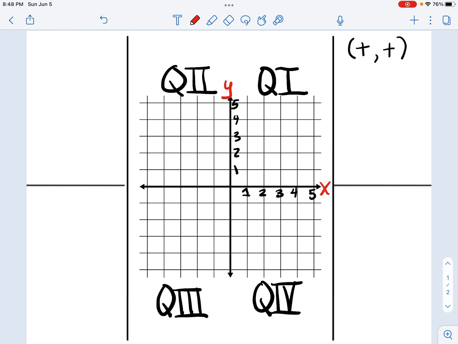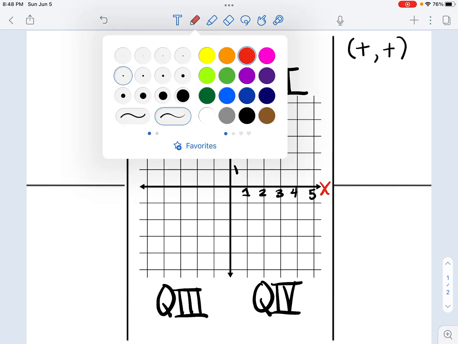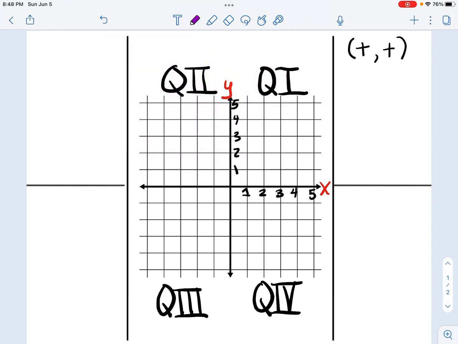So any point in quadrant 1 is going to be a positive x and a positive y. So I'm going to guide you through, and then hopefully you can come up with some points of your own. So for example, a point that we could graph in quadrant 1 would be (3, 2). So you remember when you graph, you're going to go over 3, 1, 2, 3, and then up 2. And you should put a point right here, and we're going to label it A. So put an A right next to that point.